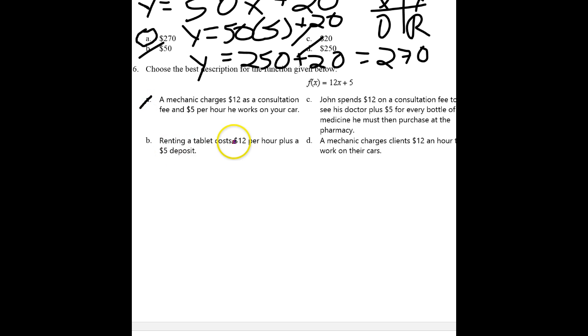B says renting a table costs $12 per hour. So that is 12x. Plus, we do have a plus sign, a $5 deposit. So automatically we know the answer has to be B, because $12 per hour would be 12x plus $5 for a deposit. So our answer is B.